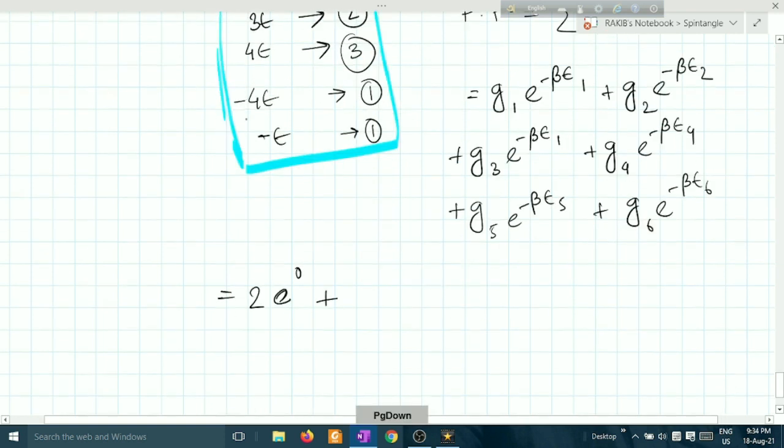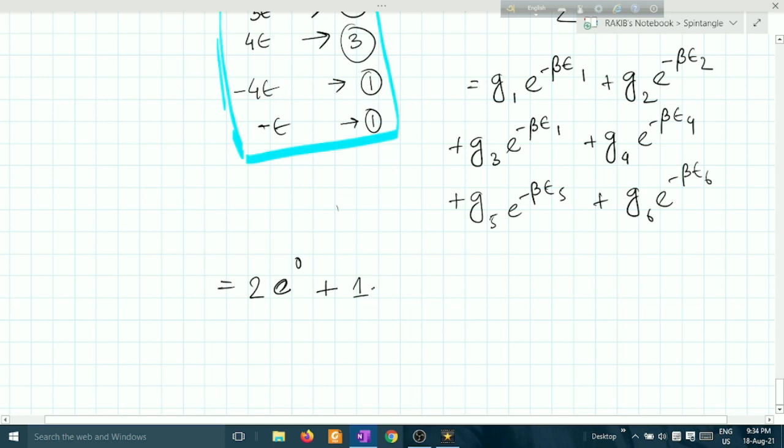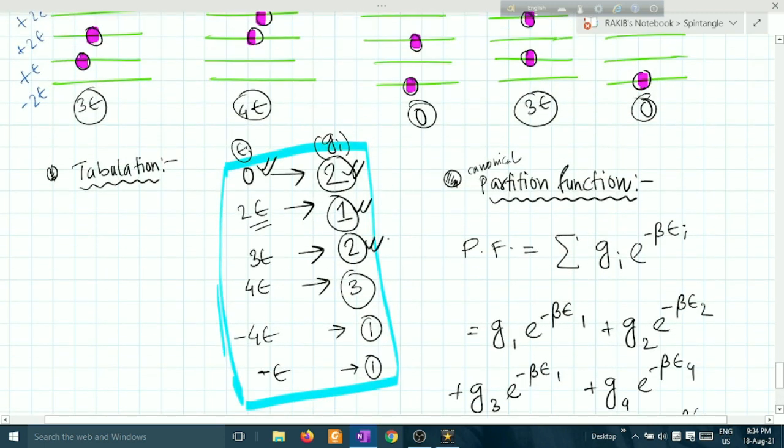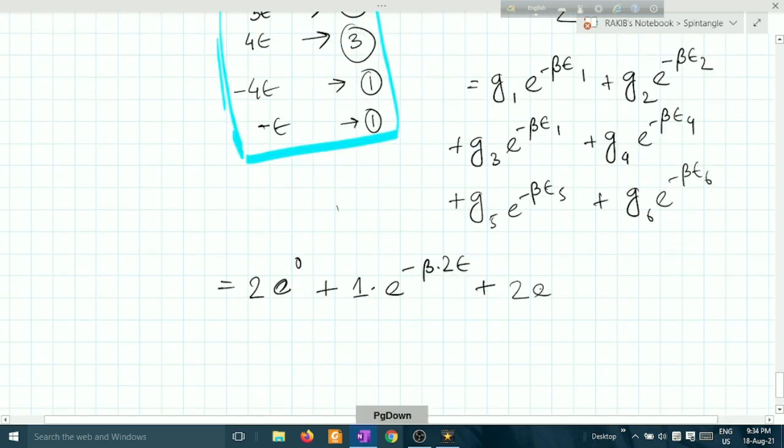An energy level for 2E. So what you have to write? 1 e to the power minus beta into 2E. Now put this thing G3. G3 is 2 e to the power minus beta into 3E plus, I think here it is 3 e to the power minus beta into 4E plus, from this thing 1 e to the power plus beta 4E.